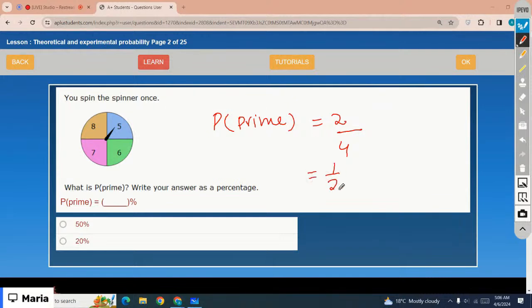So you have to simplify. The correct option is 1 by 2. Just multiply by 100, that is 50%. 50% of the outcomes are prime numbers. The correct option is 50%.